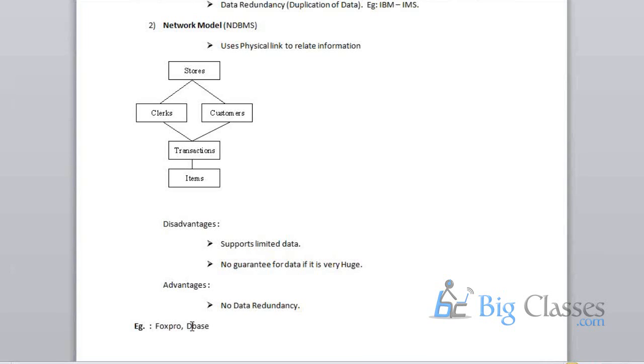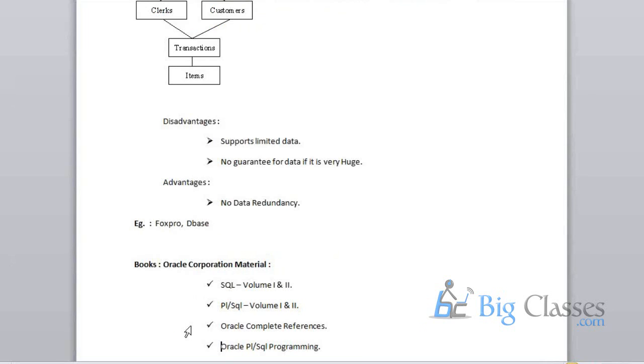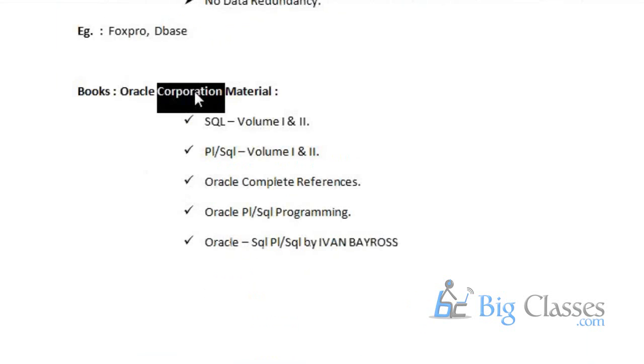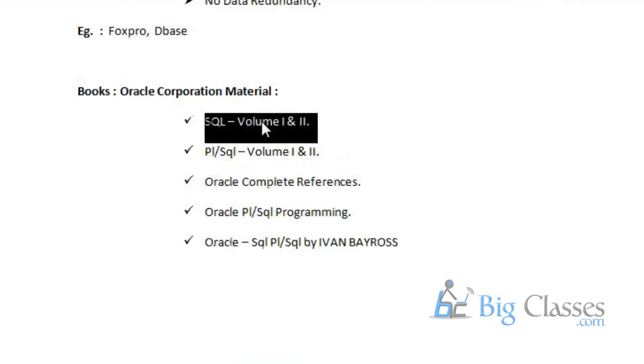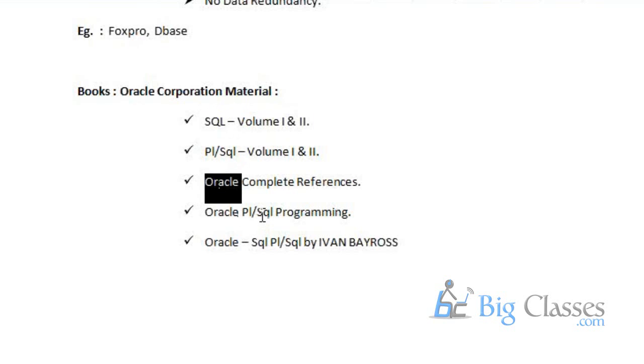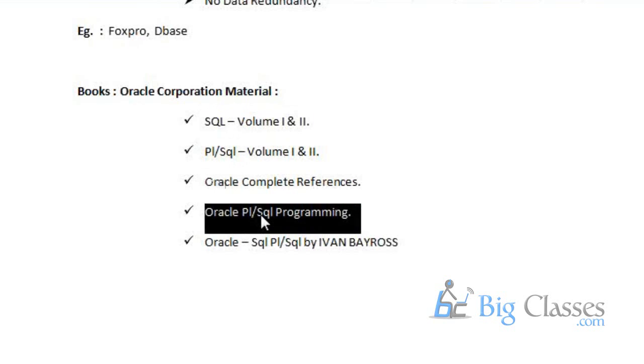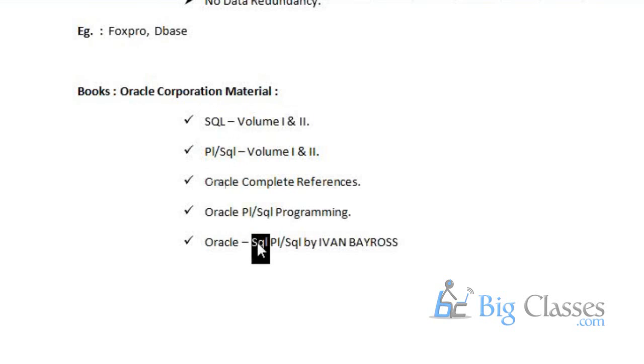Then Oracle. You can go through the textbooks which I have. Oracle Corporation has specially made some material, present in volume 1 and volume 2 for SQL and PL/SQL also. Then Oracle Complete Reference, Oracle PL/SQL Programming, and Oracle SQL PL/SQL by Ivan Bayross. Ivan Bayross is the author name. You can refer to these textbooks to learn Oracle.